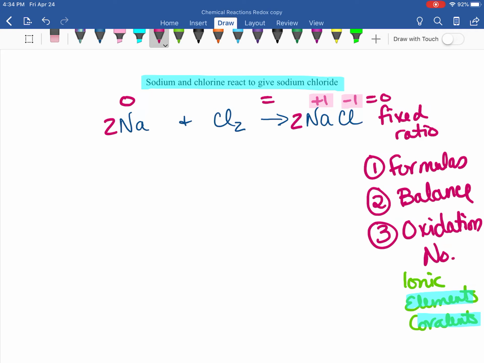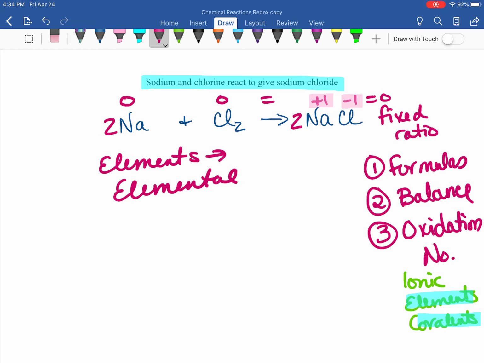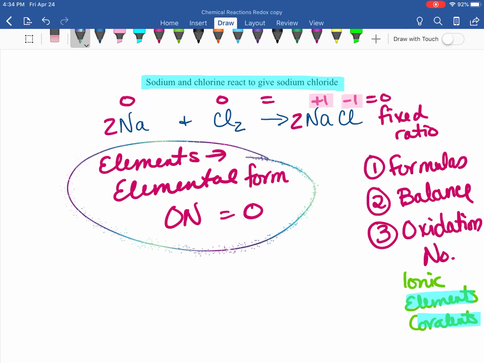So the oxidation state of the elemental form of sodium is 0. You haven't bonded yet. Sodium hasn't given anything away or taken anything yet, so that oxidation number is 0. That is the same for chlorine. In fact, all of our elements in their elemental form, meaning if it's diatomic or anything, in that elemental form, your oxidation number will be 0.